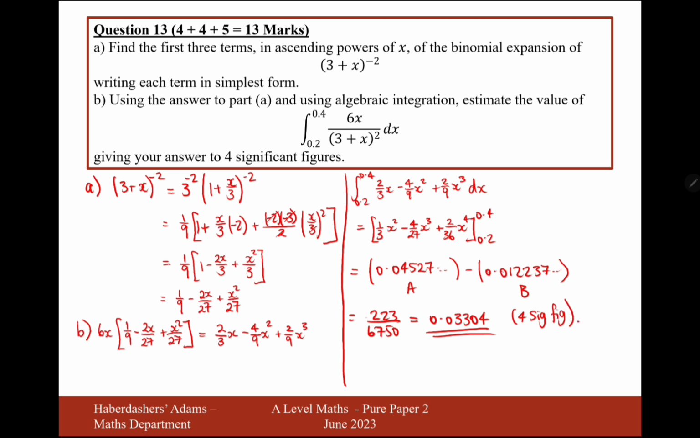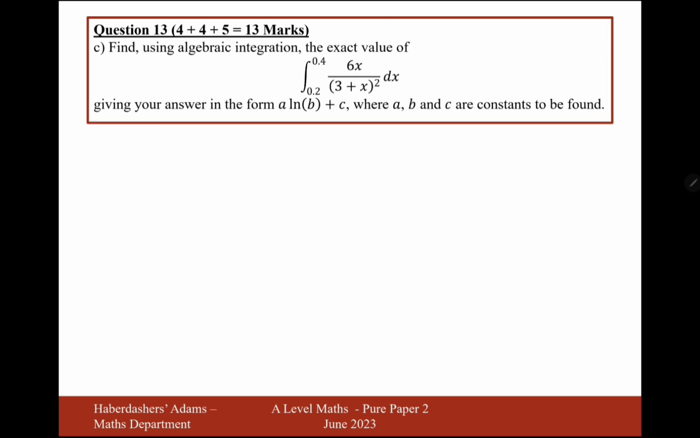Lovely. Okay, there we are. That's the answer to part B. Let's now move on to part C. Find, using algebraic integration, the exact value of this term here, where the answer is A ln B plus C.